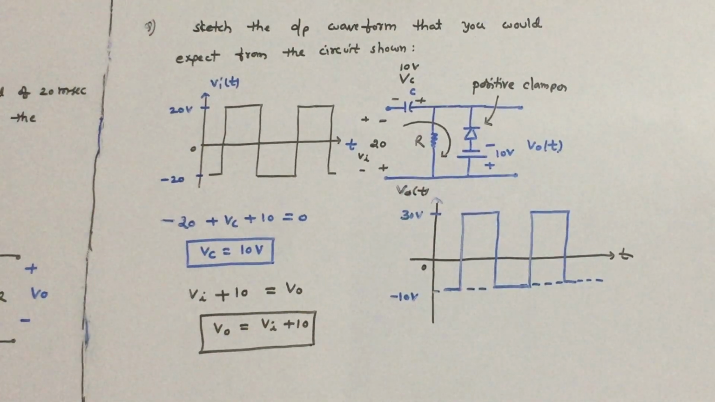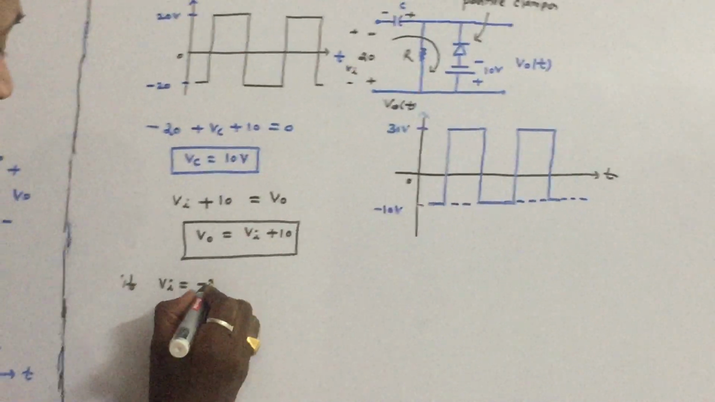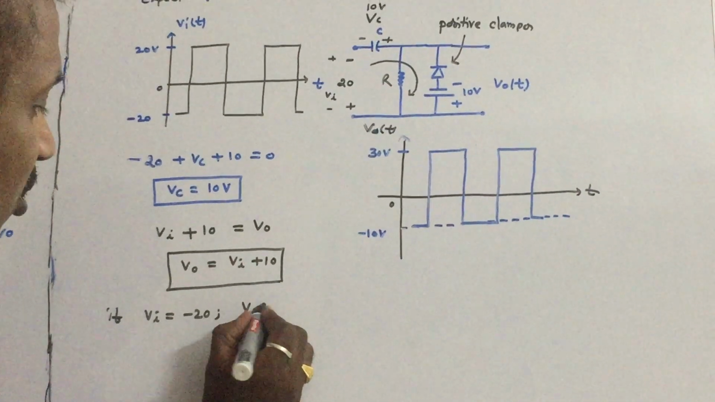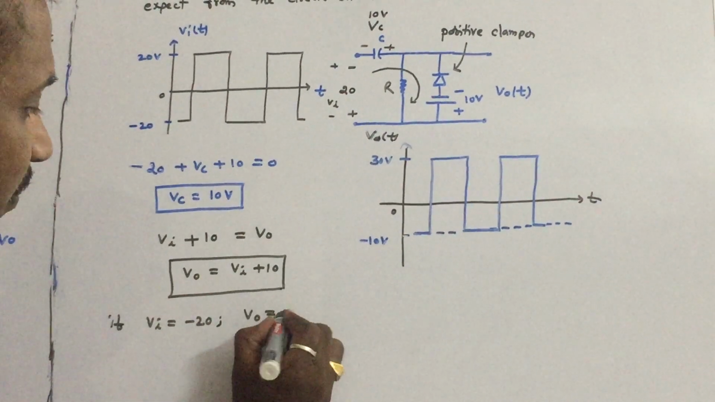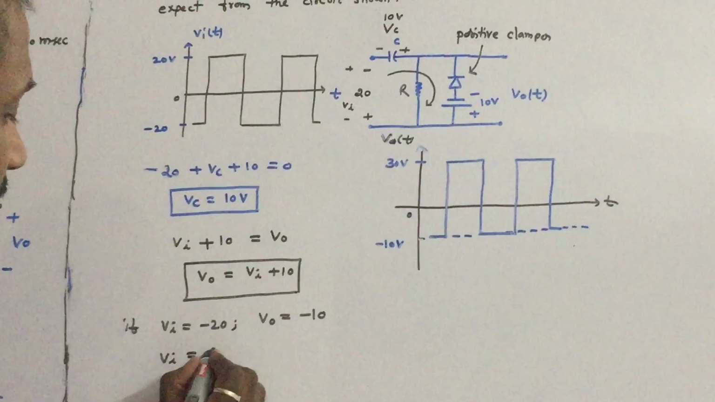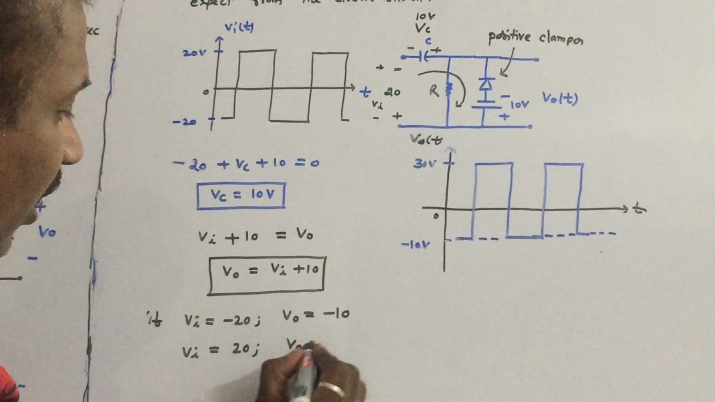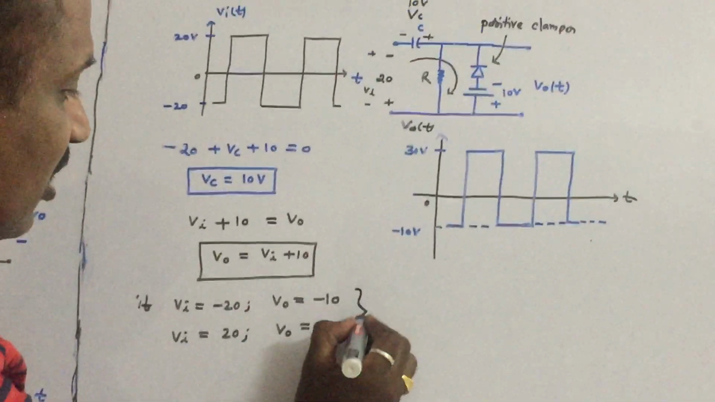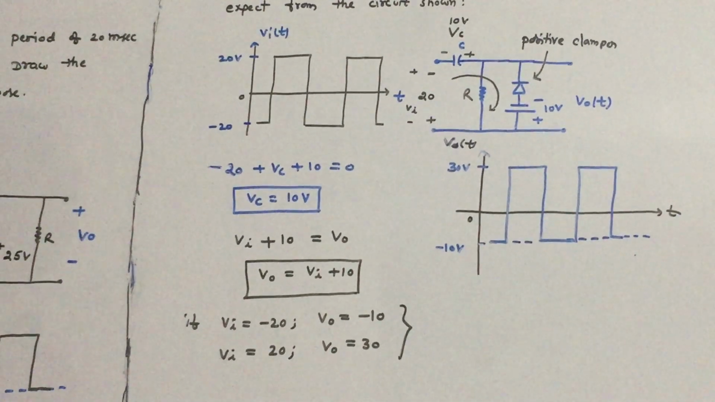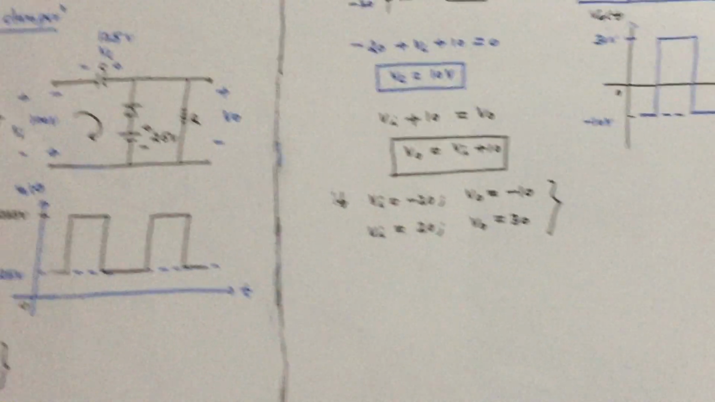Let us take the two cases. If Vi is equal to the lower peak, minus 20, then V0 is minus 20 plus 10, which is minus 10. So that is coming here. When Vi is equal to plus 20, 20 plus 10 becomes 30. We can cross check these values in the output waveform. So this is the answer of these two important problems in the examination.